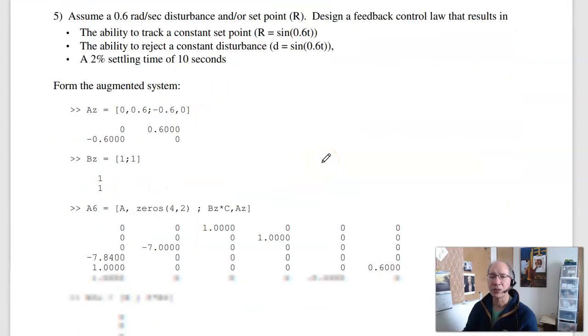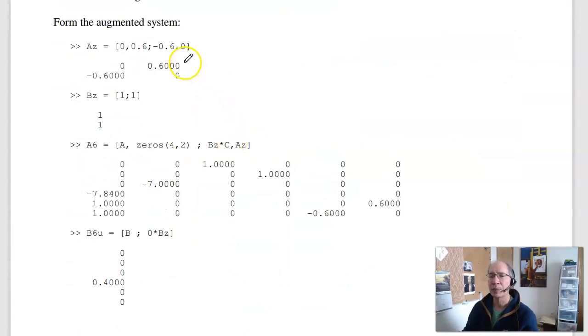So it's really the same procedure as before, except that now I add dynamics to the servo compensator. This is any system that has poles at plus minus j0.6 radians per second. This is one way to do it. Have 0 on the diagonal. Off diagonal is your frequency, plus 0.6, minus 0.6. The B matrix is anything that's controllable.